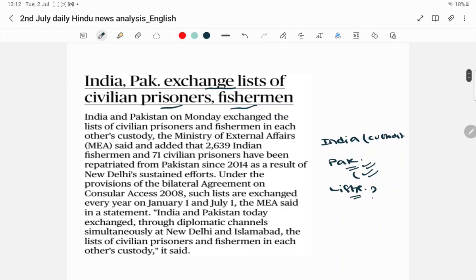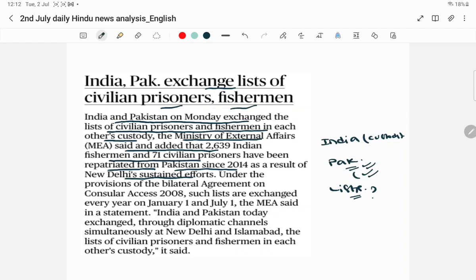See, for example, here if you see, India and Pakistan on Monday exchanged the list of civilian prisoners and fishermen in each other's custody. The Ministry of External Affairs said and added that 2,000 fishermen and 71 civilian prisoners have been repatriated from Pakistan since 2014 as a result of sustained efforts.